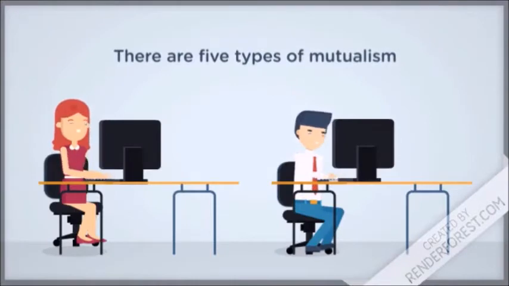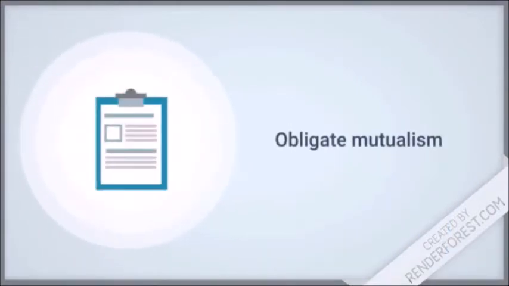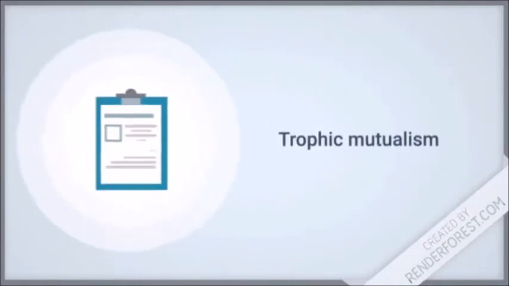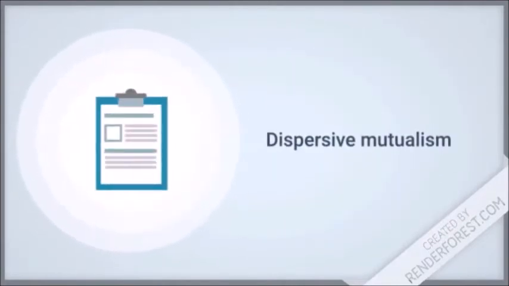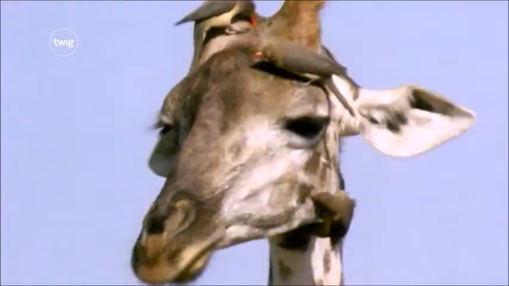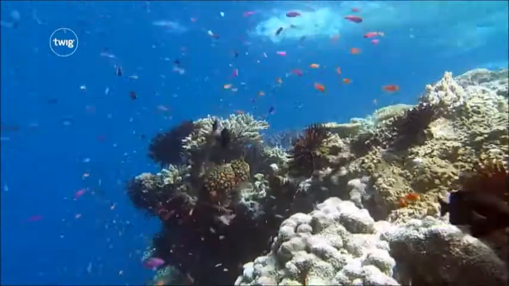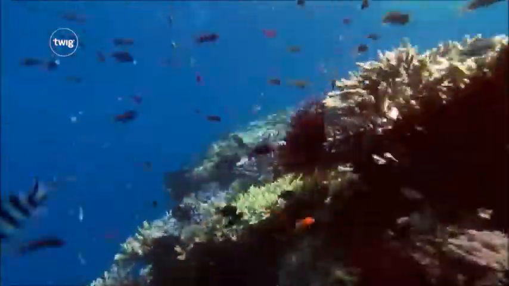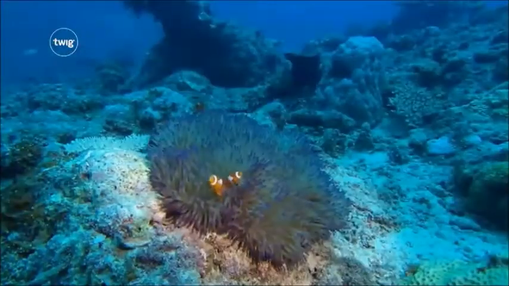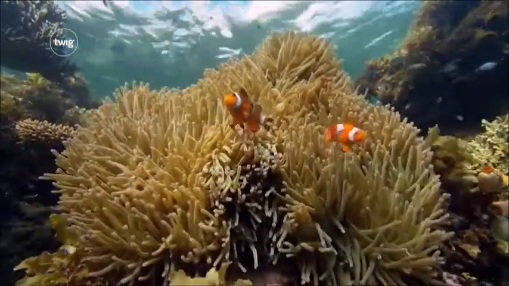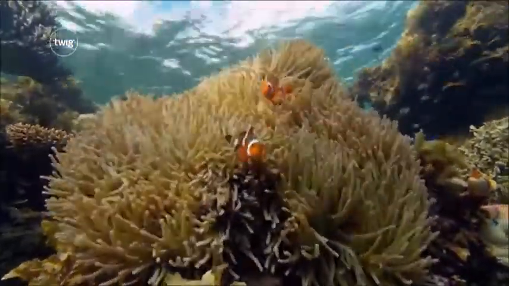There are 5 types of mutualism: obligate mutualism, facultative mutualism, trophic mutualism, defensive mutualism, and dispersive mutualism. Obligate mutualism. In obligate mutualism, the relationship is between two species in which both are totally dependent on each other. The best examples of obligate mutualism include most symbiotic and some non-symbiotic symbiosis.